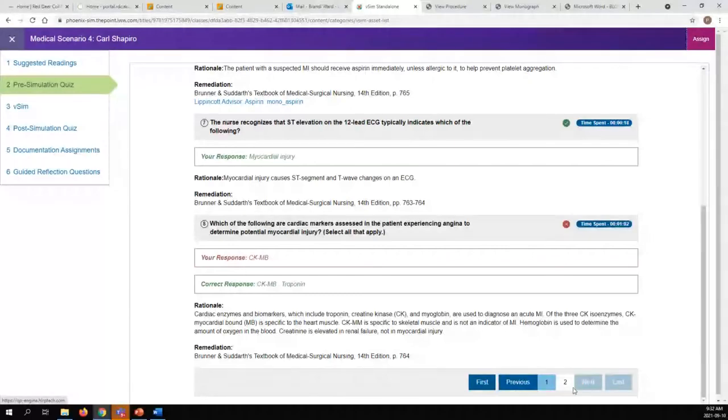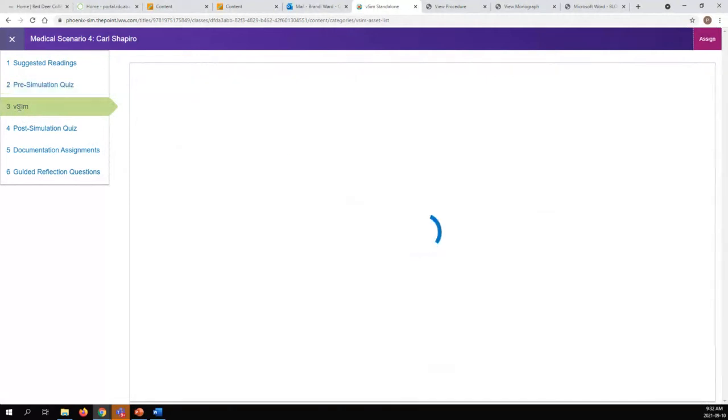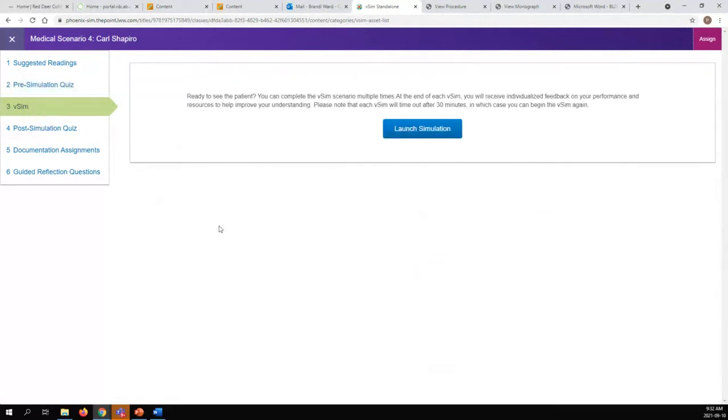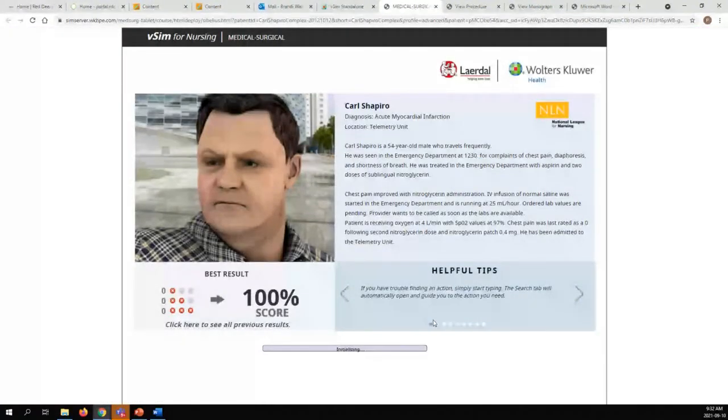So first, previous, so you can go back and forth to allow yourself some time to really go through each of those questions. And if you need to bounce back to the first page, it allows you to do that. Then once you've done that, you are going to be able to roll right into the vSim using the left-hand side menu. And when you're ready, you can go ahead and launch the simulation.